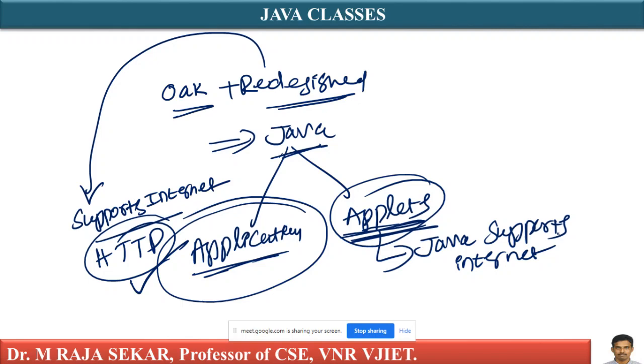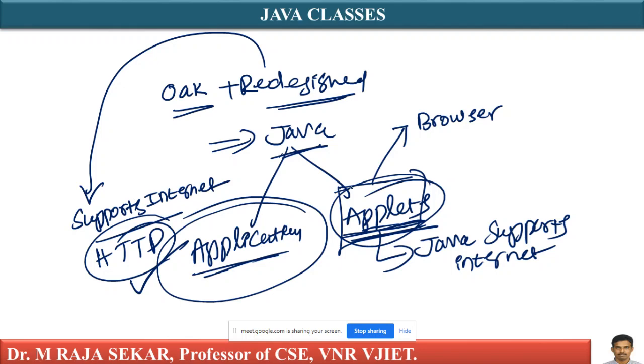As I told you, Java includes two types of programs, application programs and applets. Applets are Java programs meant to be executed in a browser. That we must understand. How can I execute this category of program? We can execute these types of programs by using browsers.